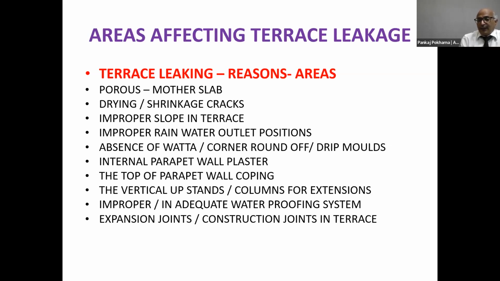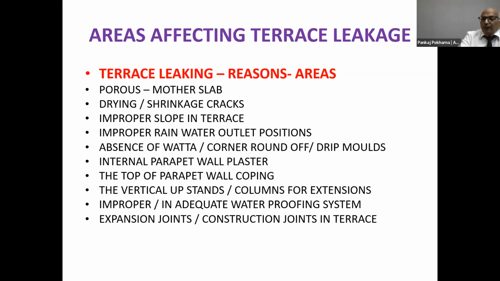The positions are either not correct, or there are insufficient rainwater spouts compared to the span of the terrace, or the rainwater outlets are at a higher level than the terrace floor, and the water stagnates there. Also, there may be an absence of a water drip mold or corner round at the junction of the parapet wall and the terrace floor.